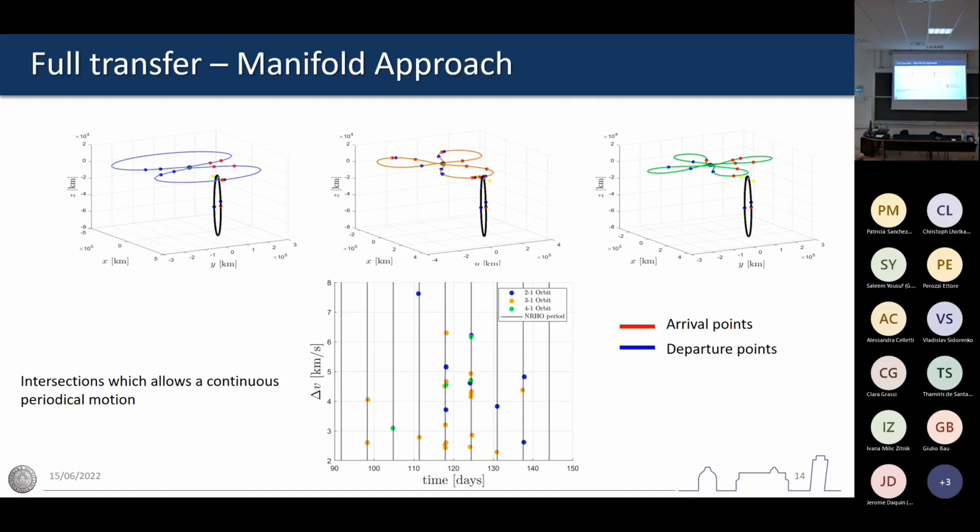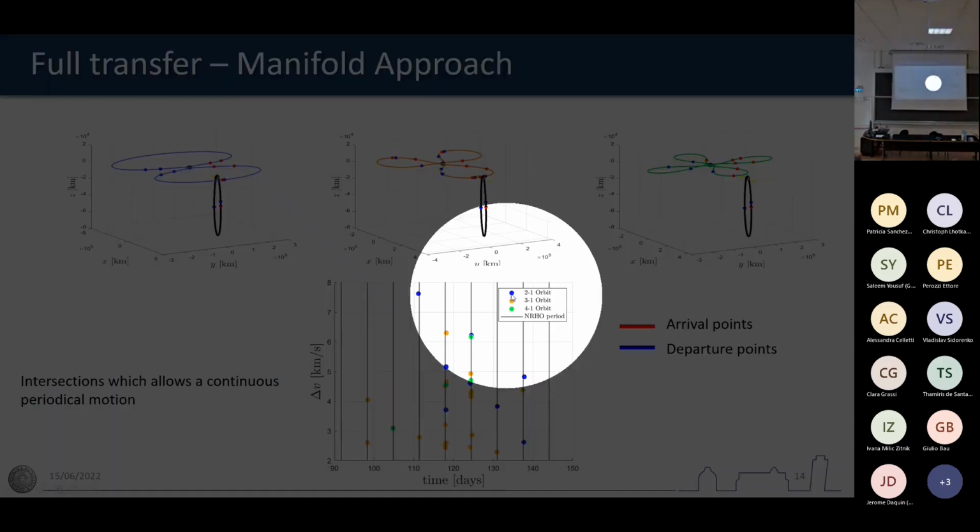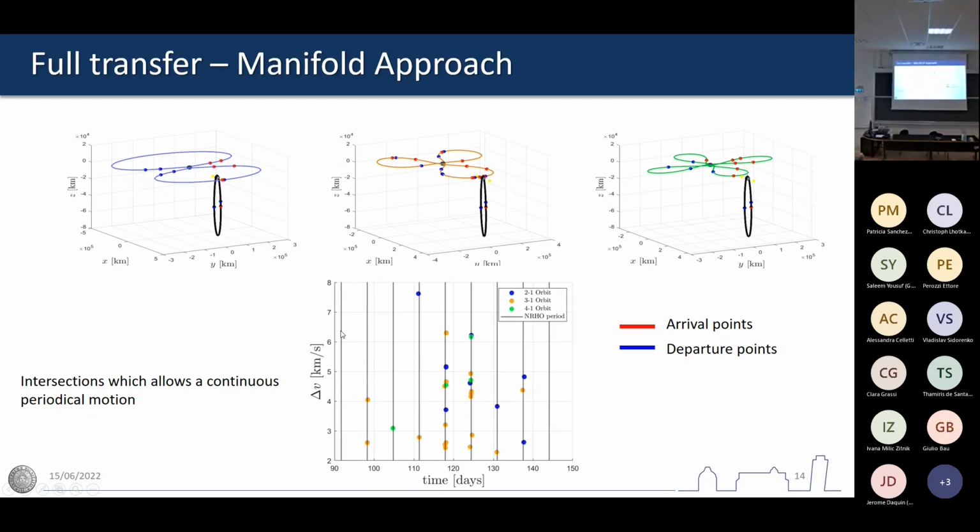So, as you can see in this graph here, we considered only the intersection between the stable manifold of the parking orbit to leave the resonant orbit, reach the intermediate parking orbit, and then move to an unstable manifold and go to the NRHO, and then do the path all the way back. I will show you a quick video to be more clear.